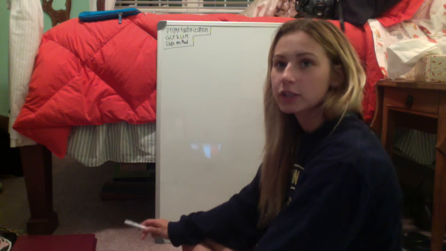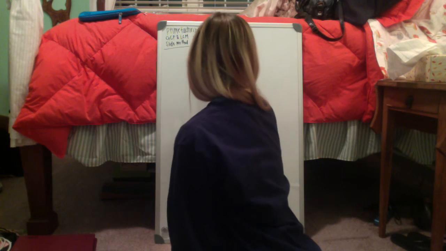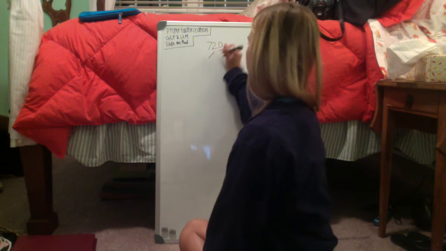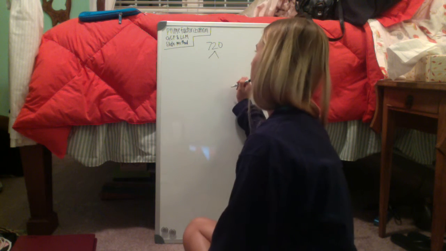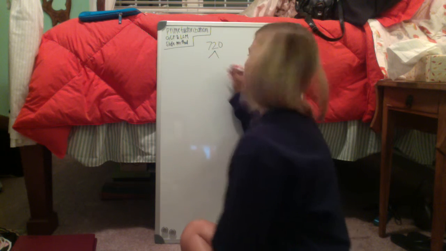Prime factorization, in my own words, is the breaking down of a number to its prime numbers that multiply all together to equal the original number. For example, let's take the number 720. What two numbers multiply together to equal 720? 10 and 72.